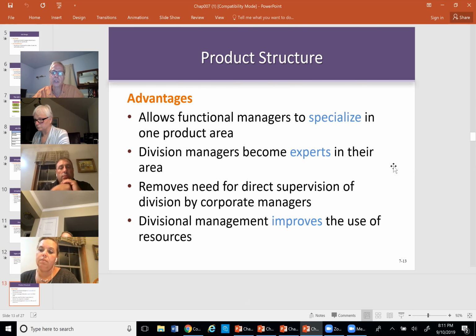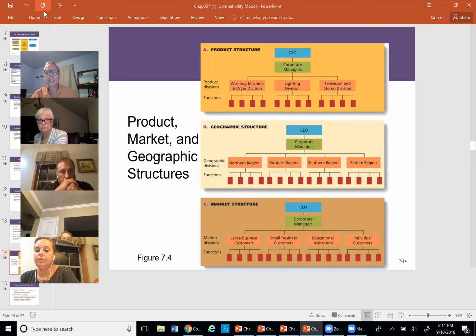For a product structure, you get really good at one product area. The bad part is that's all you know, right? So specialization has its own drawbacks. Things get a little more complicated.